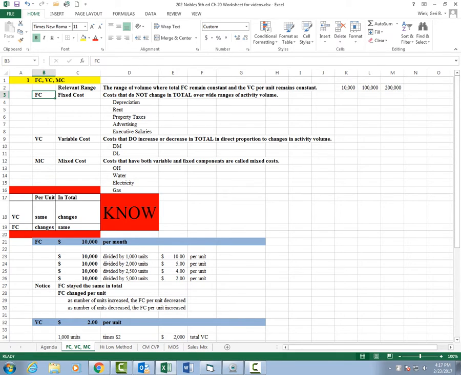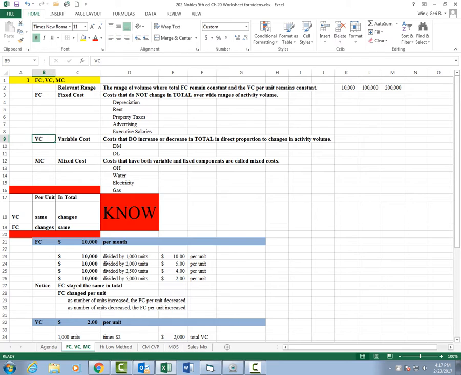All right, fixed costs are costs that do not change in total within the relevant range, and examples are depreciation, rent, property taxes, advertising, and executive salaries. So these are the typical ones that you're going to run across in this class.